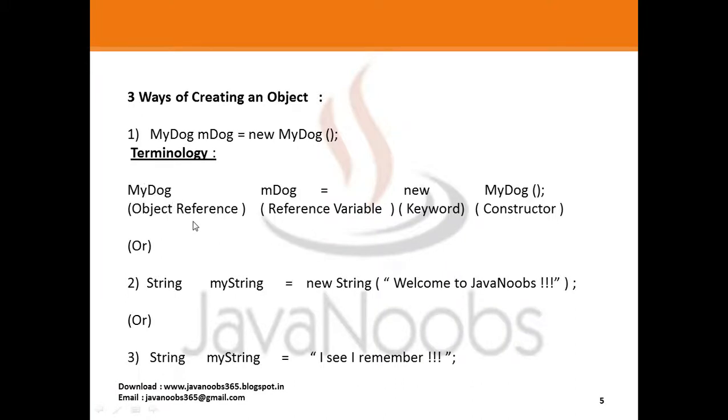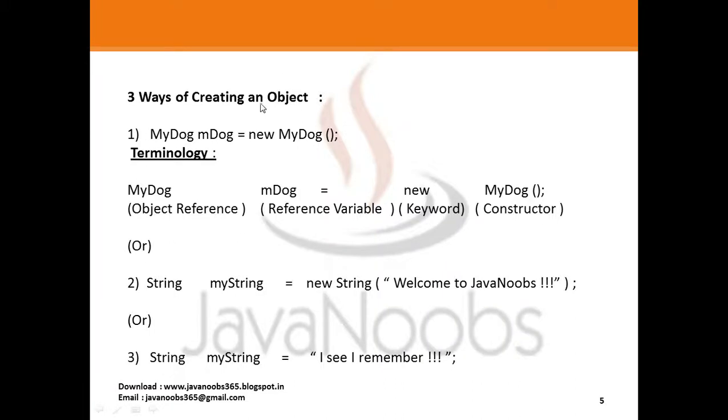Now, myDog is the object reference. mdog is the reference variable, or the name of the object. This name can be anything, but the type has to be the name of the class. New is a keyword in Java, and myDog with these brackets is known as the constructor.